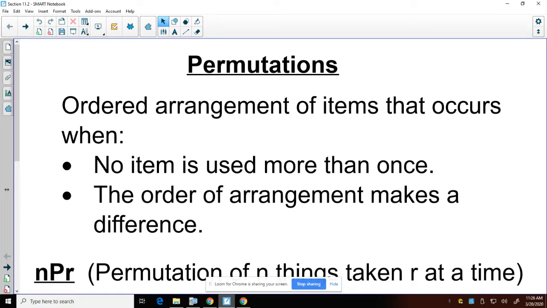Like passwords. The order of the letters and numbers and symbols makes a difference. If you don't put them in the correct order, you are not getting in, because the order of everything matters. Same thing with locks. If you have to put numbers into a padlock to unlock it, the order of those numbers matters.